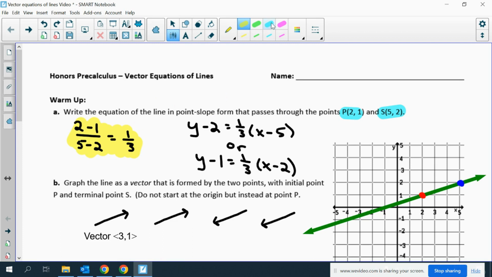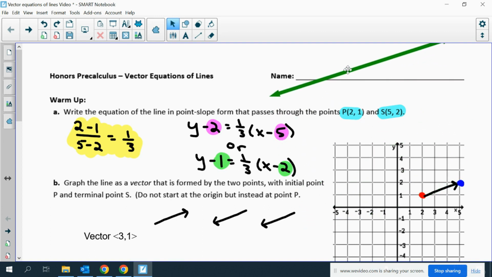y minus y1 equals m times x minus x1. You can choose either the point (5, 2) or the point (2, 1) when you write the equation. So we know that already. Now let's see if we can figure out how to graph the line as a vector. So instead of graphing it just as a line, we're going to replace that with a vector.